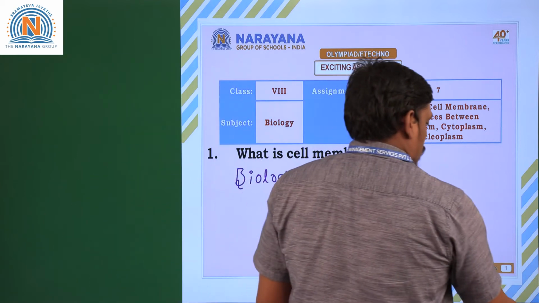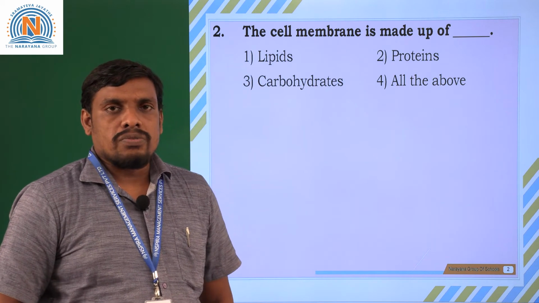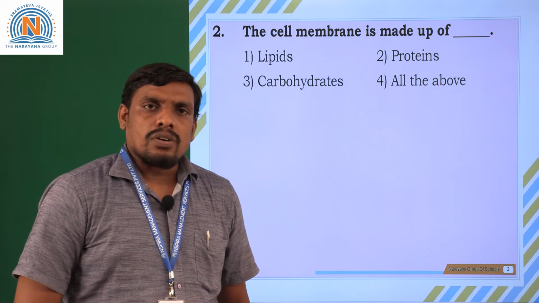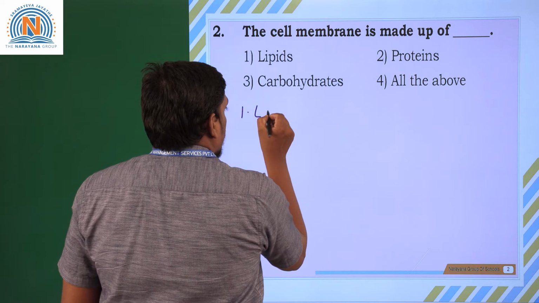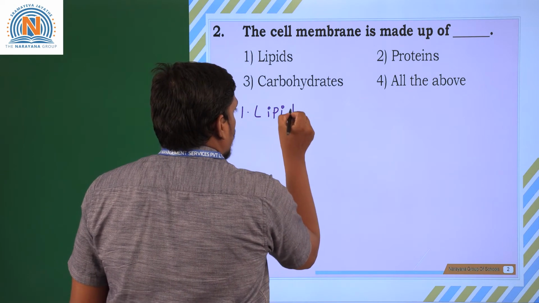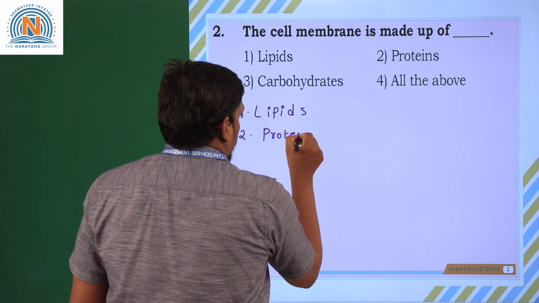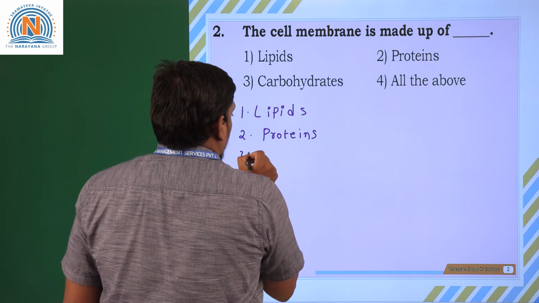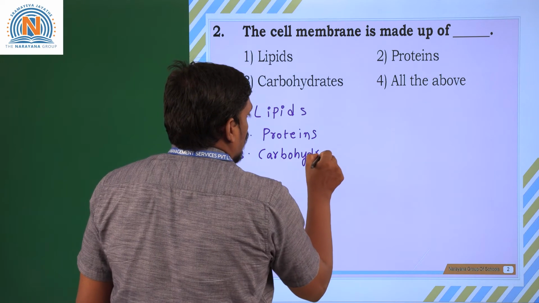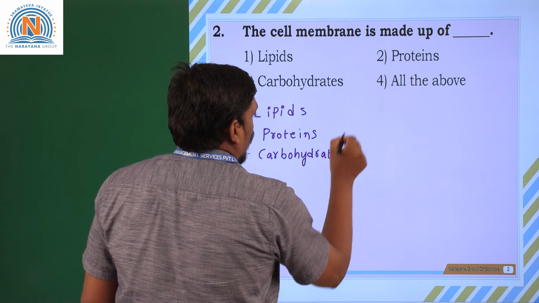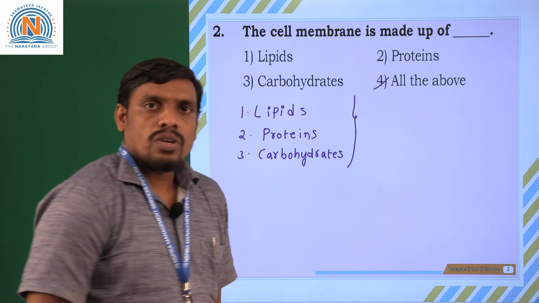Moving to the next question. Look at the second question: the cell membrane is made up of what? What is the chemical composition of a cell membrane? What are the components or chemicals that are seen in the cell membrane? You know that the cell membrane is made up of certain kinds of organic compounds such as lipids, proteins, and the third one, carbohydrates. If you look at the chemical composition of a cell membrane, these three organic molecules are seen. So the correct answer for this question is 4, all of the above.